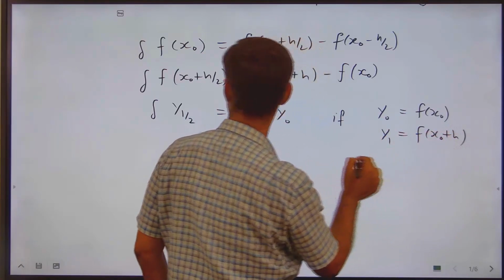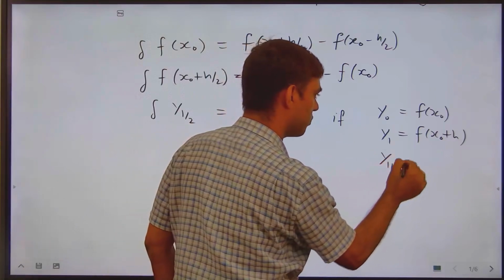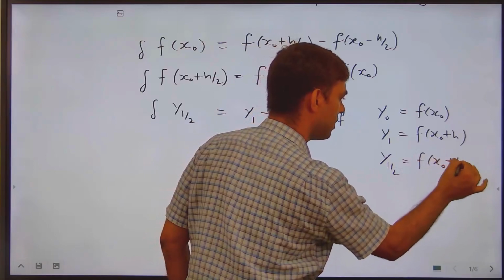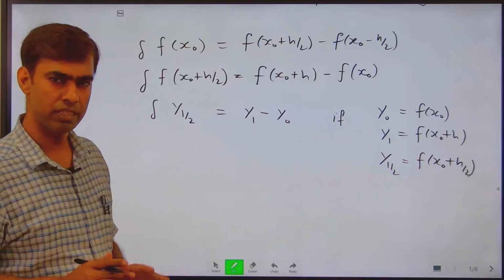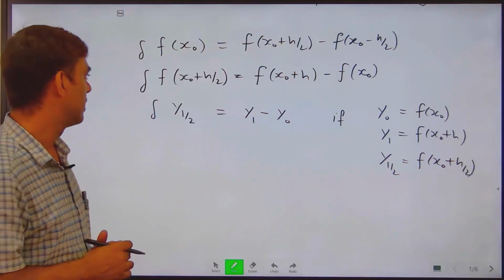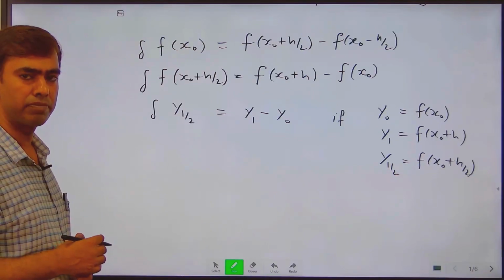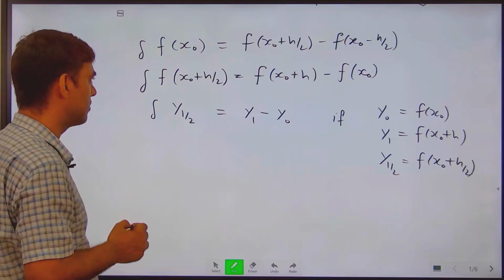And in a similar manner, how do we define y1 by 2? It equals f of x0 plus h by 2. This one is what? This one is a first order central difference. In a similar manner, you may also define the second order central difference. So how do we define the second order central difference?